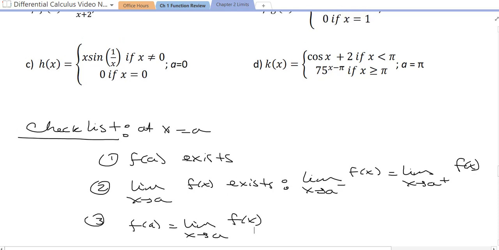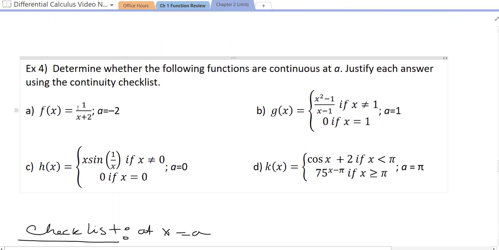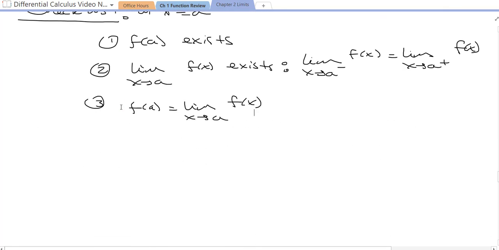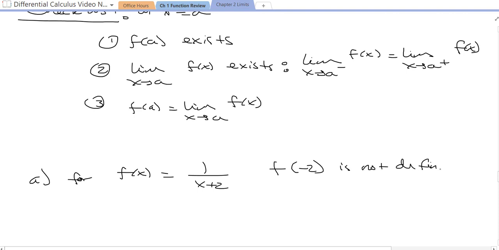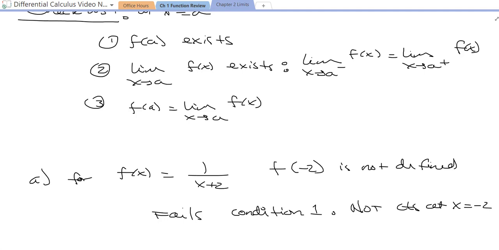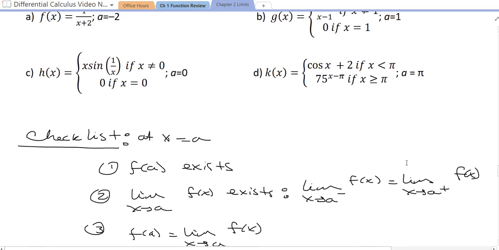So for part a, we already see that at -2, 1 over -2 plus 2 is 1 over 0, which is undefined, so -2 is not defined. For f of x equals 1 over x plus 2, f of -2 is not defined. So it fails condition 1 right away. Therefore, not continuous at x equals -2. I failed the first condition. Let's look at the next one.